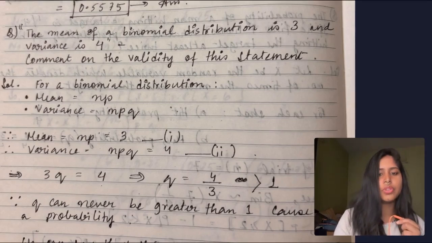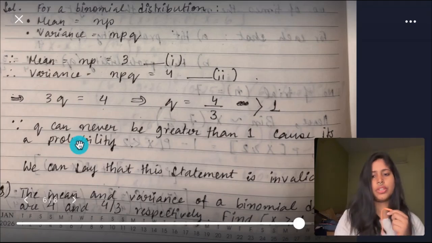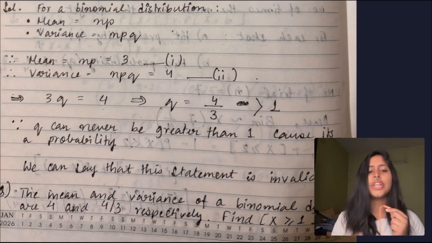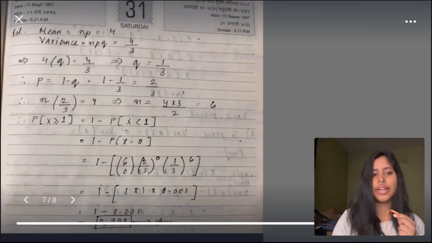Next, we come to the next question. Look at this next question. First read the question. This question says the mean and variance of a binomial distribution are 4 and 4 by 3 respectively, and you need to find the probability of X greater than or equal to 1. How will you find it?